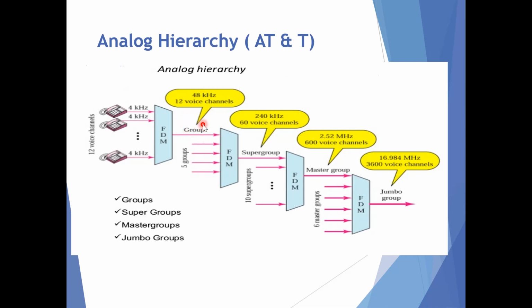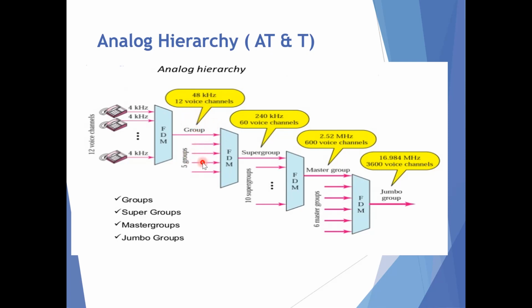In the first level, this is called a basic group. We can see first FDM is used, that is frequency division multiplexing, for which 12 input channels, that are voice channels, are applied. They are having the frequencies 4 kilohertz. So 12 voice channels are frequency division multiplexed, and then they are transmitted. If you find the frequency at this point, 12 voice channels are there with the frequency 48 kilohertz. This is known as a basic group.